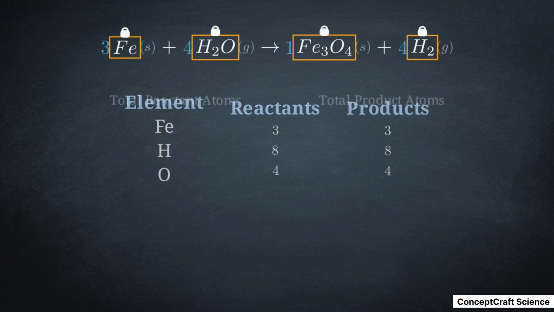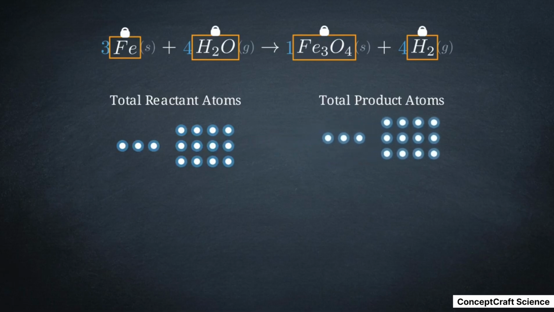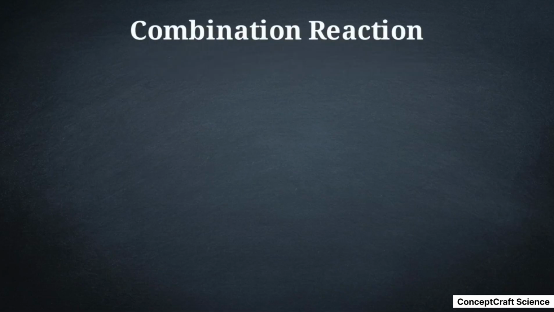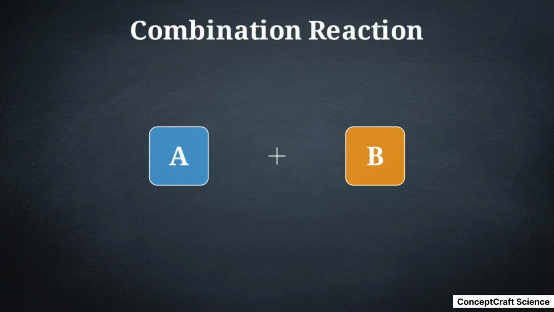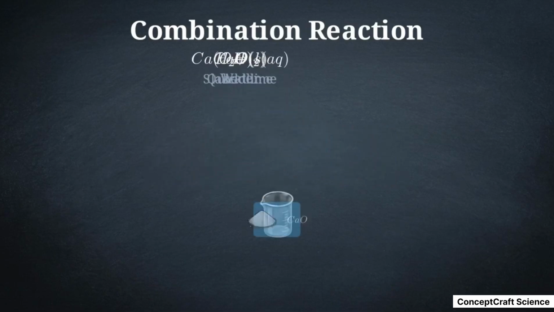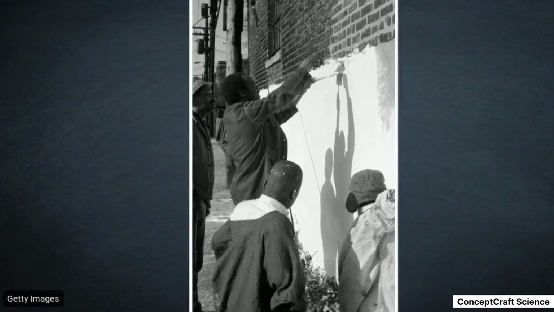A balanced equation is the final mathematical proof that every atom present at the start of the reaction is accounted for in the products. We categorize these changes by their behavior. A combination reaction occurs when 2 or more reactants merge into a single product, like when quicklime reacts vigorously with water to produce slaked lime and a large amount of heat. This reaction is the basis for whitewashing walls.